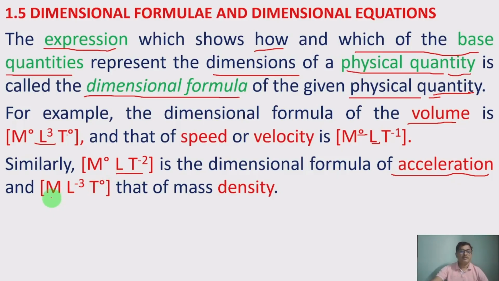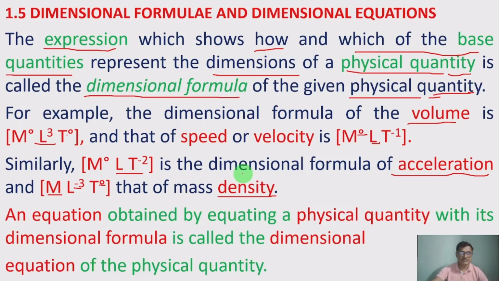Then within the square bracket, M to the power 1, L to the power minus 3 and T to the power 0 gives the dimensional formula of the mass density. Mass density is the mass per volume. Like this we can represent the dimensional formula for some physical quantities.